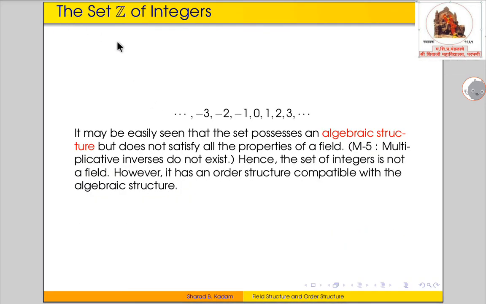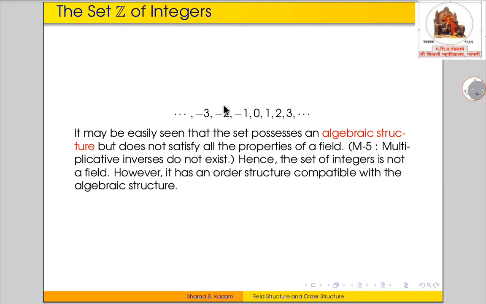Next we have the set of integers, and it is denoted by the notation script Z. Here this notation script Z stands for Zahlen, and Zahlen is a German word whose meaning is numbers. So the set of integers consists of elements 0, plus 1, minus 1, plus 2, minus 2, plus 3, minus 3, and so on.